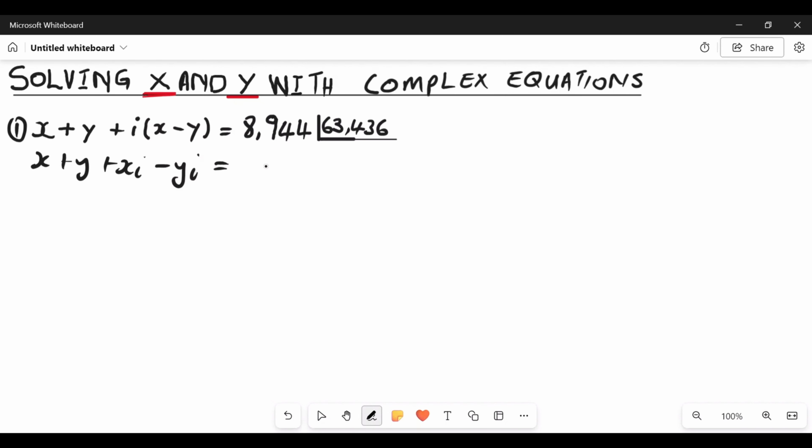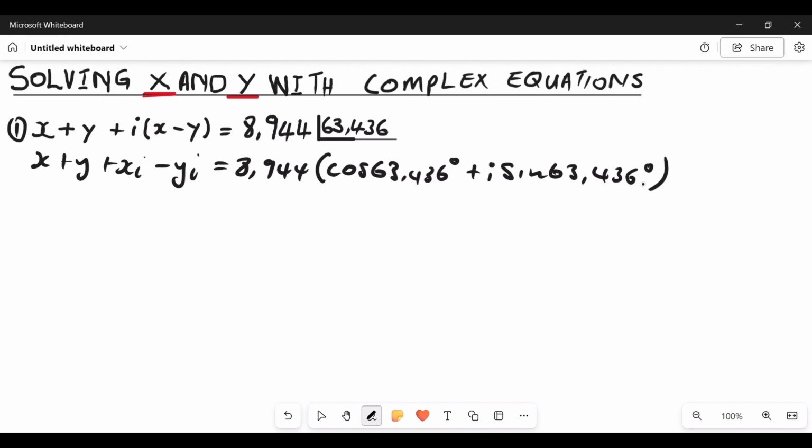Now when you come to the right hand side, remember we also have the polar form here. So you need to change this polar form into rectangular form. Now the formula that you're going to use is very simple. As you know, this 8,944 is actually the modulus. So you have to multiply it with cos 63,436 degrees plus imaginary sine 63,436 degrees. Now this is another notation for polar form, especially when we change this into rectangular.